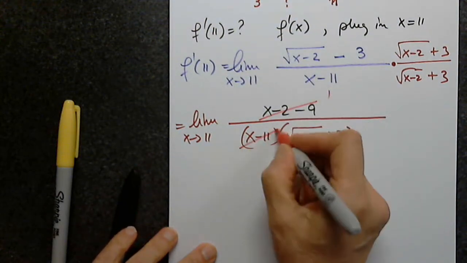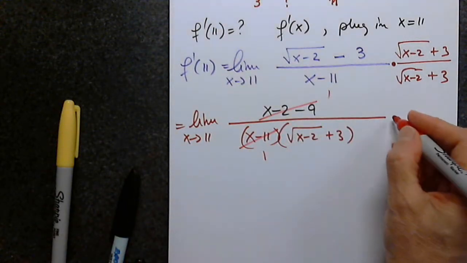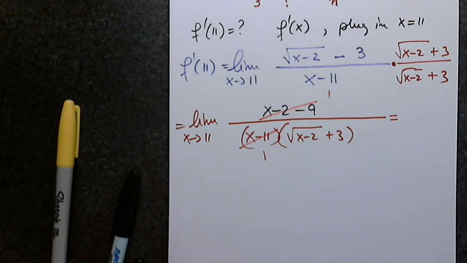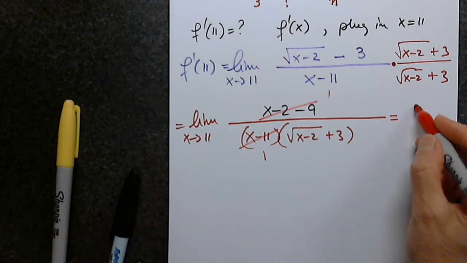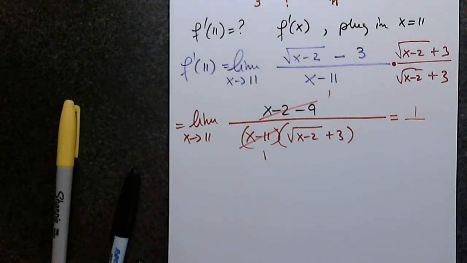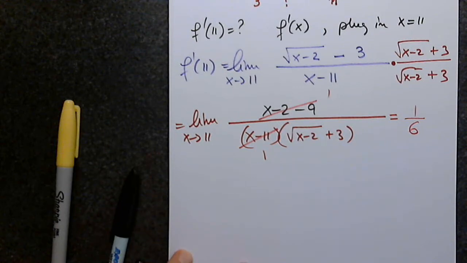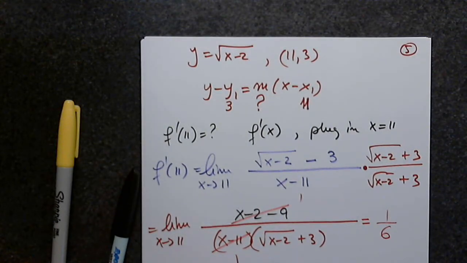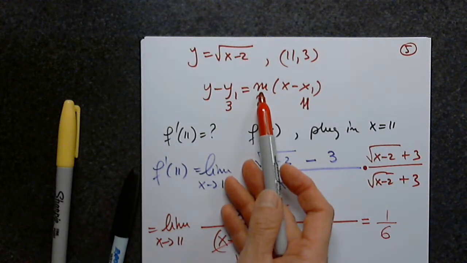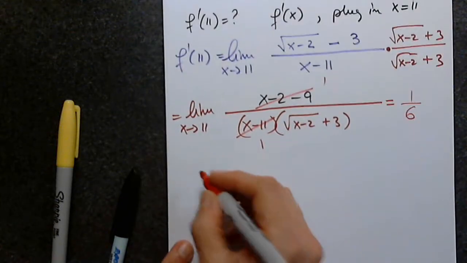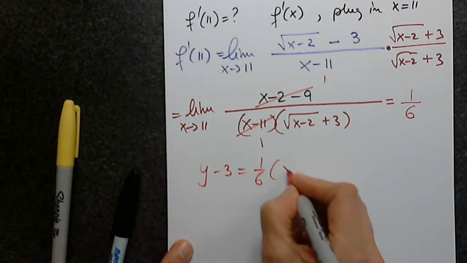With your permission, I will do this. And now I can drop the limit operator altogether. And what is it? 1 over the square root of x minus 2 plus 3. Very good. But I cannot write that because I dropped the limit operator already. Oh, 6. Very good. The square root of 9 is 3, plus 3 is 6. Awesome. What do I do with 1 over 6 now? Plug it into this. Exactly. So I have y minus 3 equals 1/6 times x minus 11.